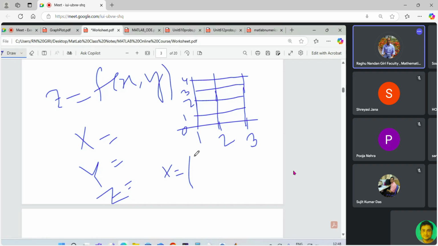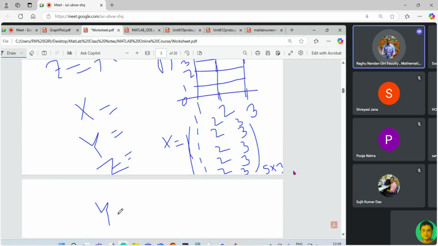The x matrix is 1, 2, 3, repeated in each row: 1, 2, 3, 1, 2, 3, 1, 2, 3, 1, 2, 3, 1, 2, 3. This is the x matrix, and its size is 5 by 3.